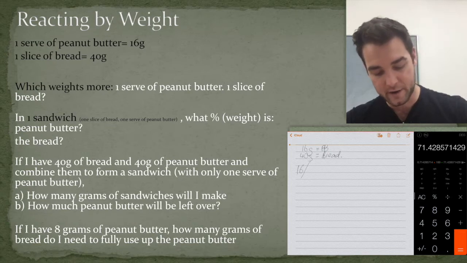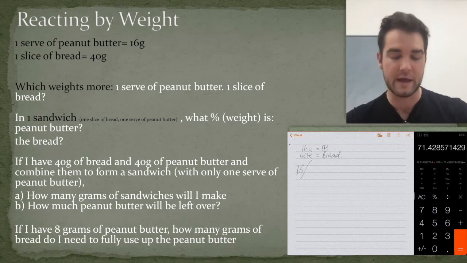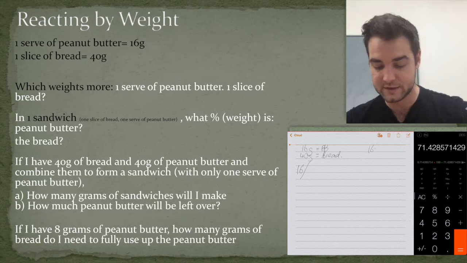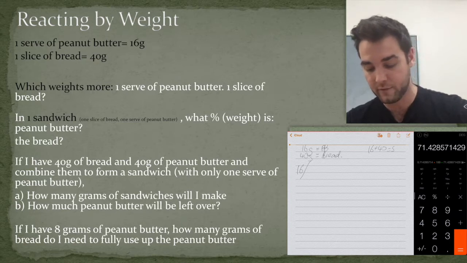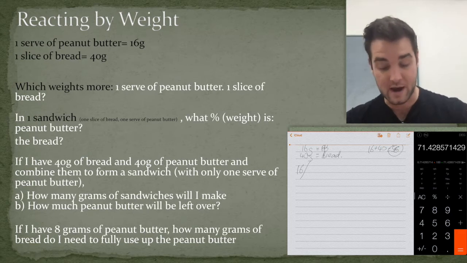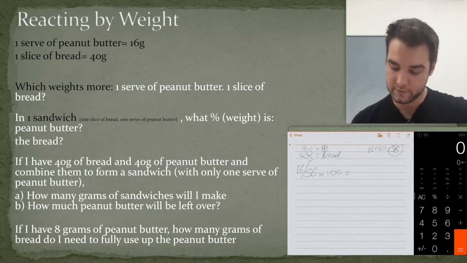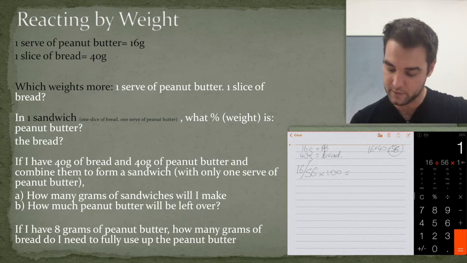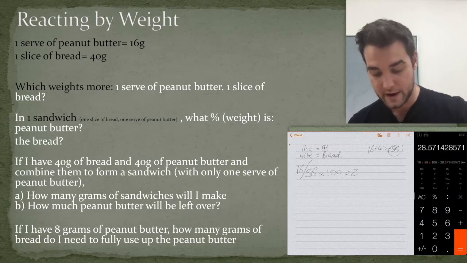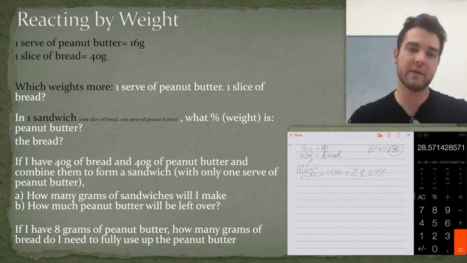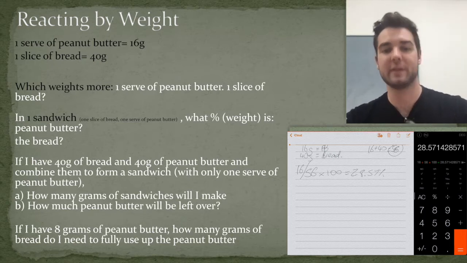So peanut butter in question divided by the whole. What is the whole? Well, 16 plus 40 equals 56. So one sandwich is 56 grams, so divided by 56 and multiplied by 100. Let's do that calculation again: 16 divided by 56 multiplied by 100 equals 28.57%. So that's the percentage of the peanut butter. Let's have a look at the percentage of the bread.